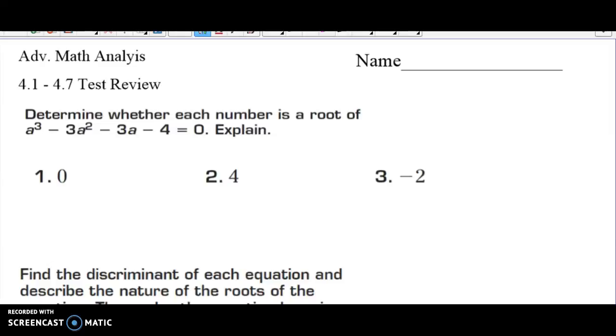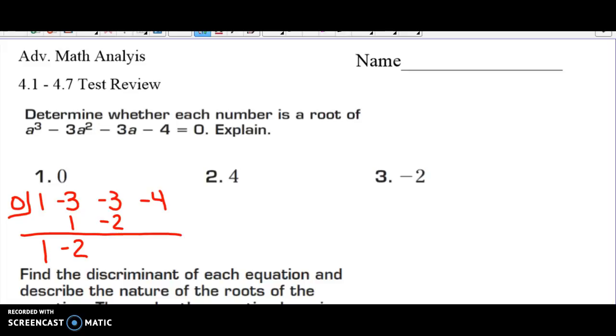All right, I'm going to go through this test review real quick. So for the first part, you're going to want to do synthetic division. So I put in a 0 and a 1 and a -3 and a -3 and a -4. Go through and work it out. My numbers are good. I'm going to say no on that one.